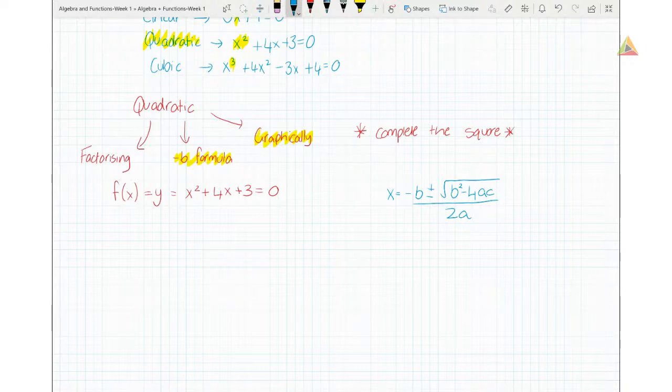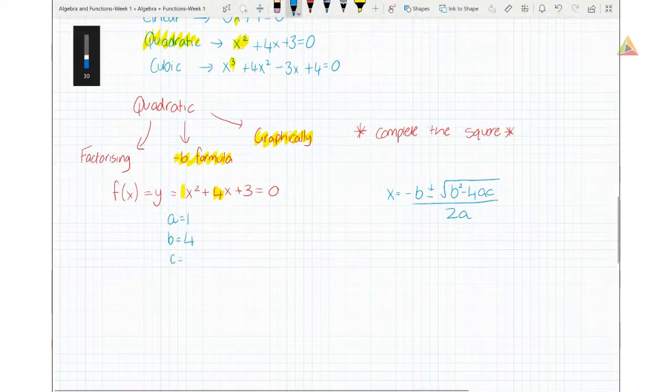And the first thing we need to figure out is what's our a, what's our b, and what's our c. So your a will always be the number in front of your x squared. Now you see there that we don't have a number in front of the x squared. There's an invisible 1 there. So if there's no number in front of the x squared, it's an invisible 1. Our b will always be the number in front of the x. So that's going to be our 4. And our c, sorry, that should be 4. And our c is always going to be the constant at the very end, which in this case is 3.